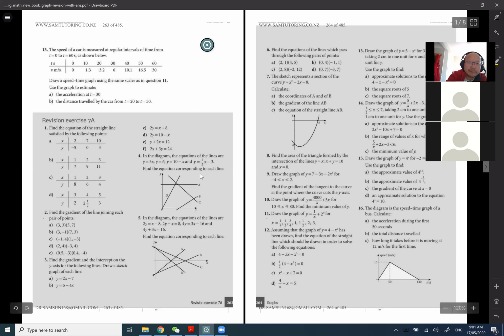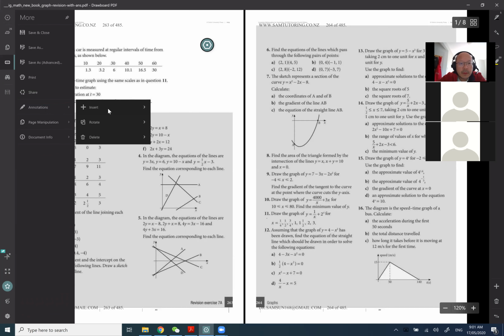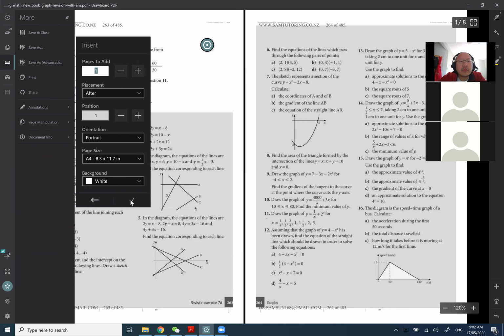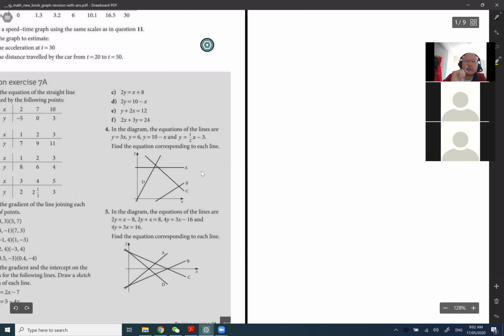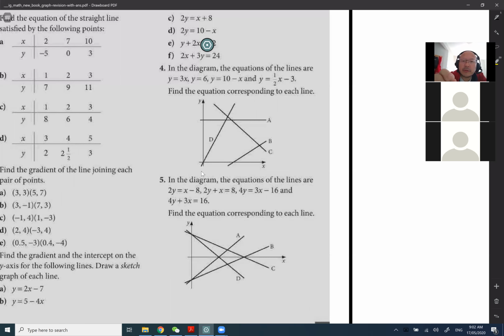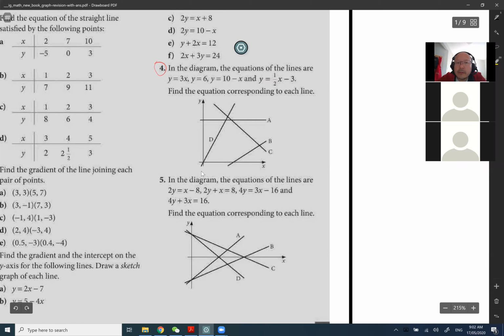Which is number 4. They give you lines, how you find the equations. That's like number 4. We have lines, and we find the equations, like this one. You can check y equals 6. It's a horizontal line. So we choose A for y equals 6 because it's a horizontal line.